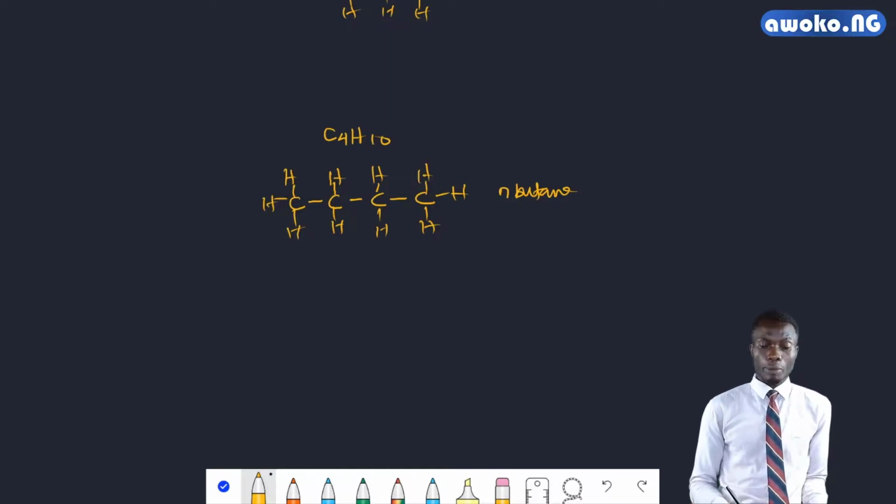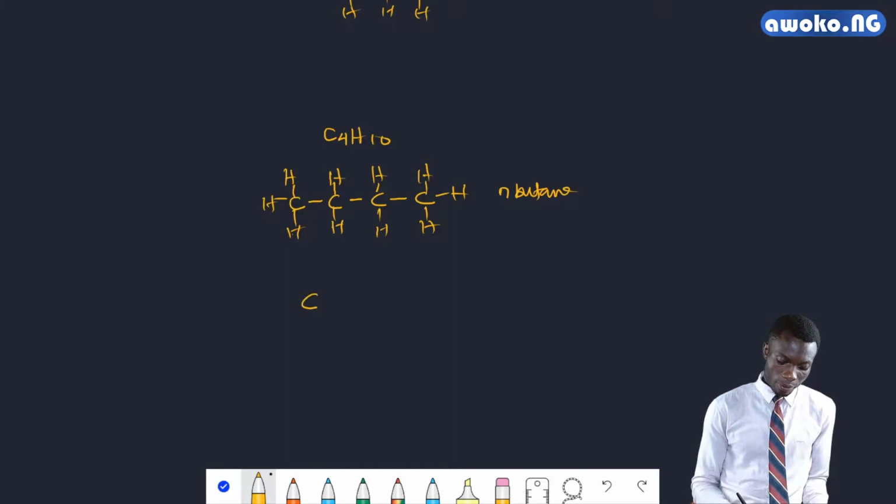The second structure will definitely have the same number of carbon because we have 1, 2, 3, 4 carbon. The number of hydrogen is 1, 2, 3, 4, 5, 6, 7, 8, 9, 10. So the second structure we are going to be drawing will have C4H10, but then it will be a different structure. Now let's try to put on our straight chain, 3 carbon only.